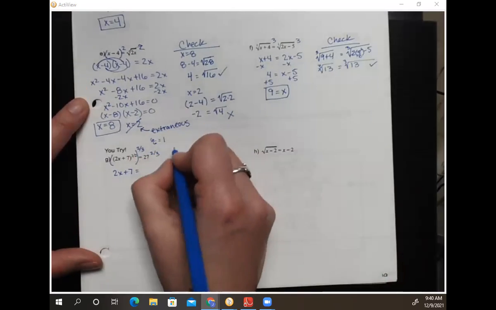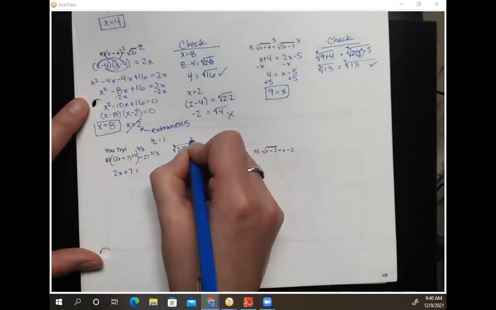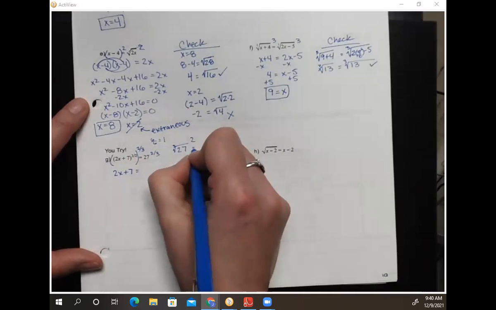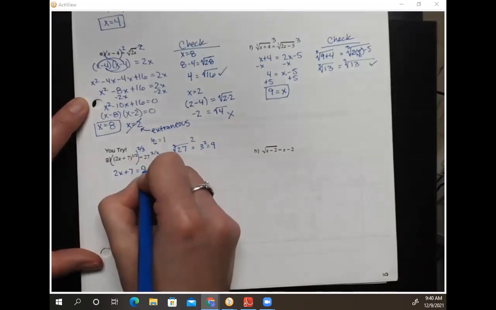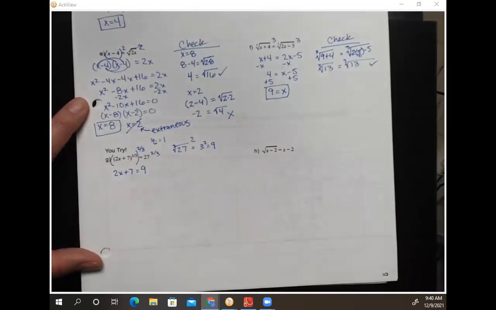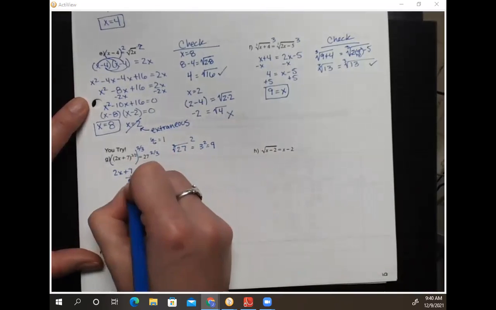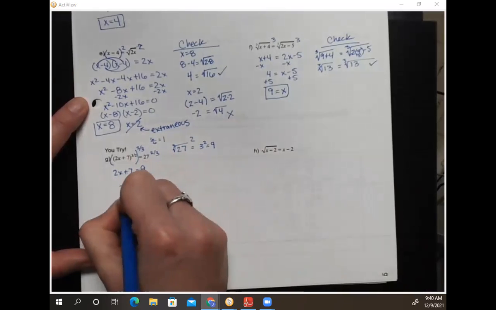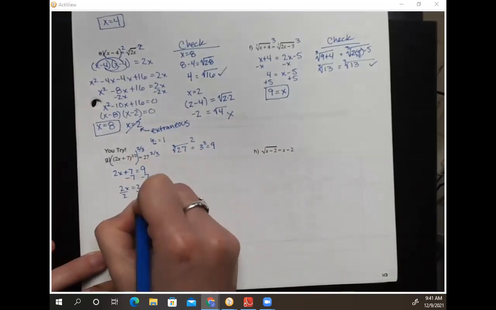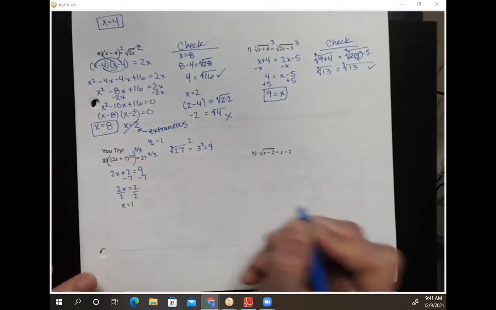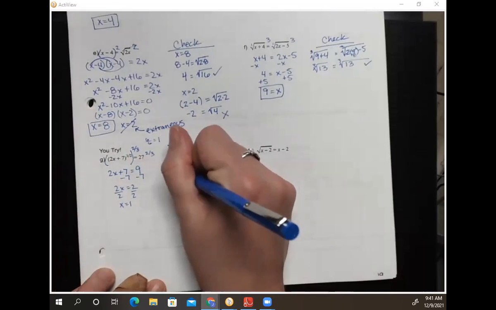And then on the right, I want to simplify this. I'm going to rewrite it in that root form. So this would be the cube root of 27 that I square, which would be 3 squared, and that's 9. So I get 2x plus 7 equals 9. Move the 7, I get 2x equals 2. Divide by 2, I get x equals 1. And then don't forget to check.